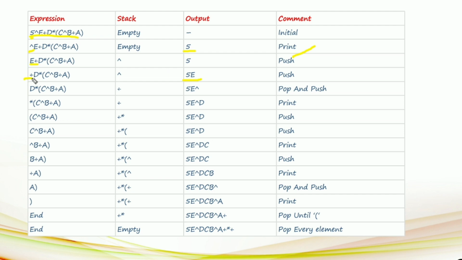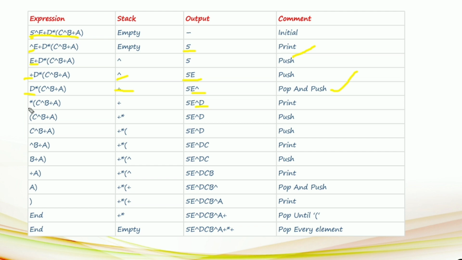Plus is checked with the top element of the stack, that is the exponent. Plus has lower priority than this. We push only if it has higher or equal priority. It is lower, so exponent is popped and written to the output, and plus is pushed. So the operations performed are pop and push. And next scanned element is D, so D is directly written to the output.